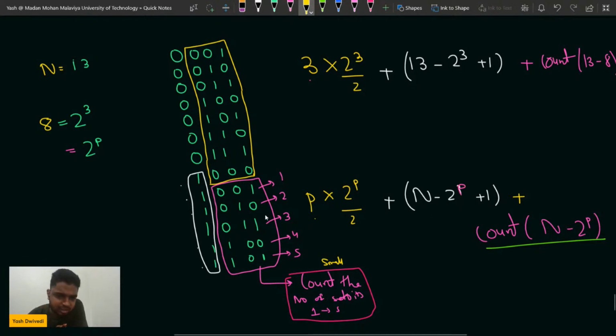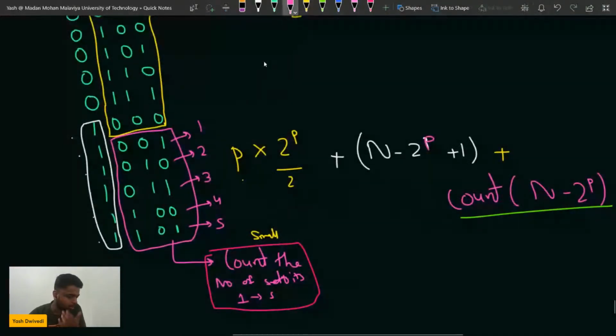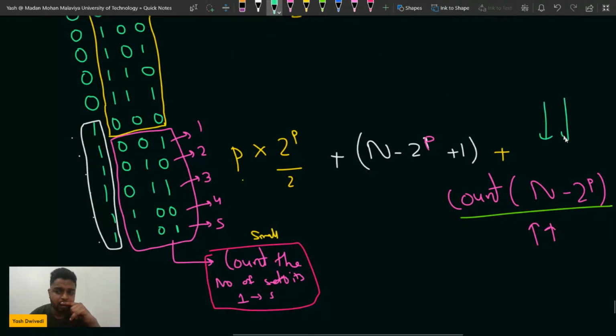And after that the remaining part that I highlighted here, the pink part. In this particular pink part, I can observe that this is nothing but counting the total number of set bits from 1 till 5. So that is nothing but calling the count function for n minus 2 to the power p. Basically that is 13 minus 8. That is this part.